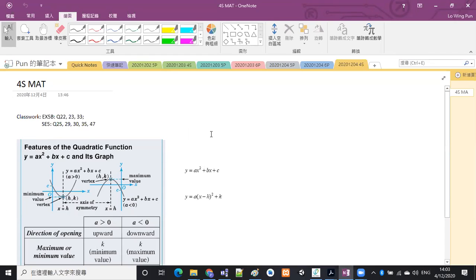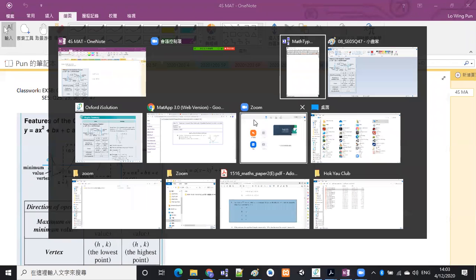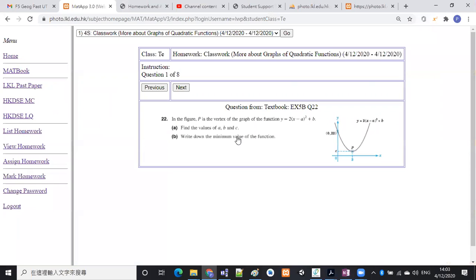So please remember to log in the Math app web system and then go to the classwork on today, the 4th of December. There will be 8 questions today. I would like to do the first one with you together, and then leave some time with you to do the remaining 7 questions. Then I will discuss all the problems with you together at the end of this lesson. So the first one, question number 22.